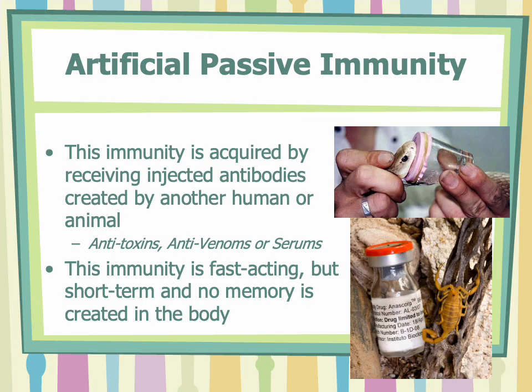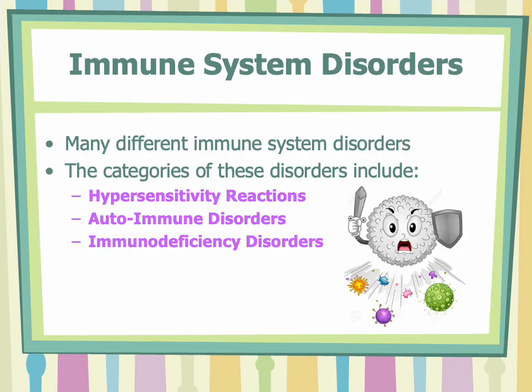Then the least common of them all is artificial passive immunity. This immunity is acquired by injecting antibodies created by another human or animal. Think about antitoxins, antivenoms, and serums. This one is short-term and does not create memory. So if you get bitten again by a snake, you will need antivenom again.